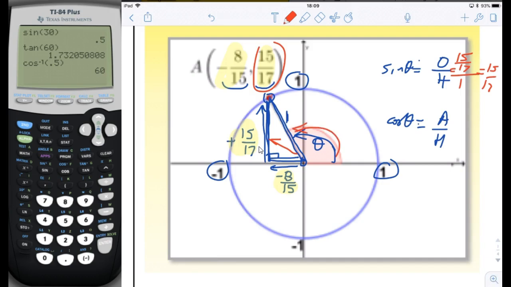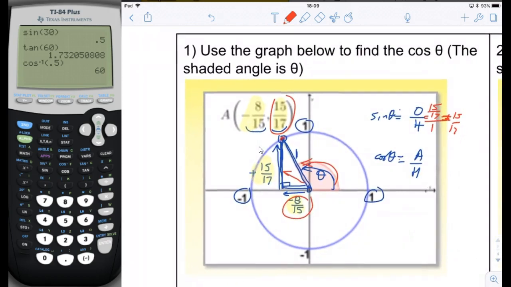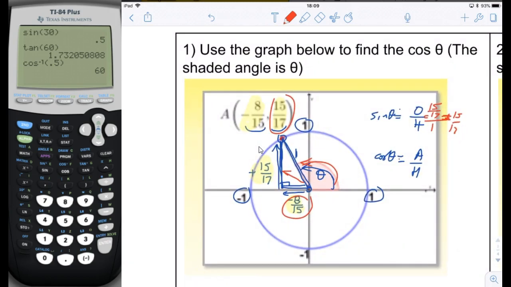So, the sine of theta, in this case, is positive 15 over 17, right? Equals 15 divided by 17. What would be the cosine of this angle? It would be negative 8 divided by 15, right? What are they asking us for, by the way? Oh, they're asking us for the cosine. So the cosine of this triangle would be 8 divided by 15, okay?